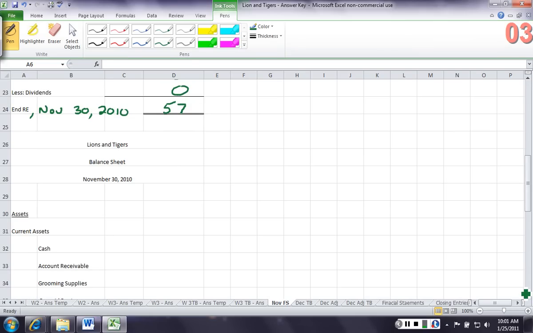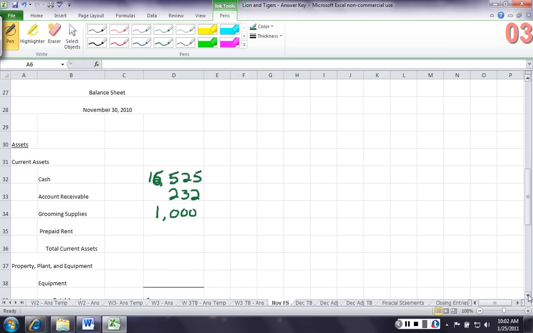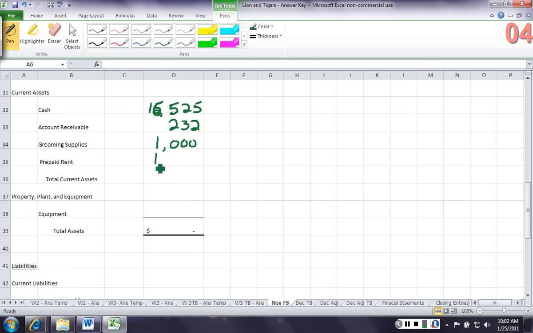Now we're going to go on to our balance sheet. Now on our balance sheet we're going to start at the top of the trial balance, and we're going to say current assets $16,525. Accounts receivable was $232. Grooming supplies was $1,000, and prepaid rent was $1,000.